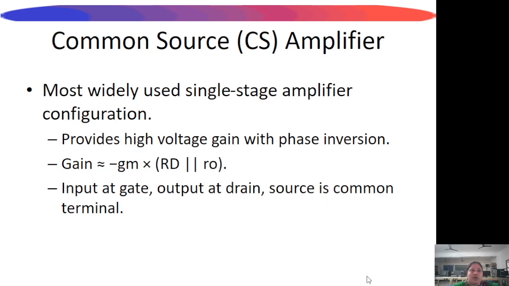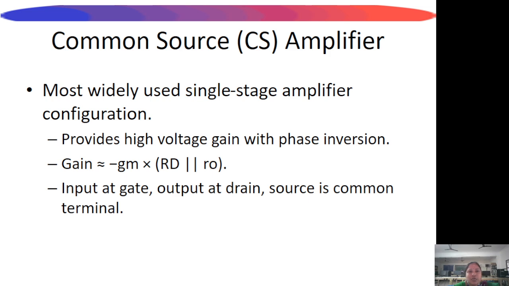Next we see about the common source amplifier. The common source amplifier is the most widely used single stage amplifier. It provides high voltage gain with phase inversion. The input signal is applied to the gate terminal. The output is taken from the drain terminal. The source is common to both input and output.